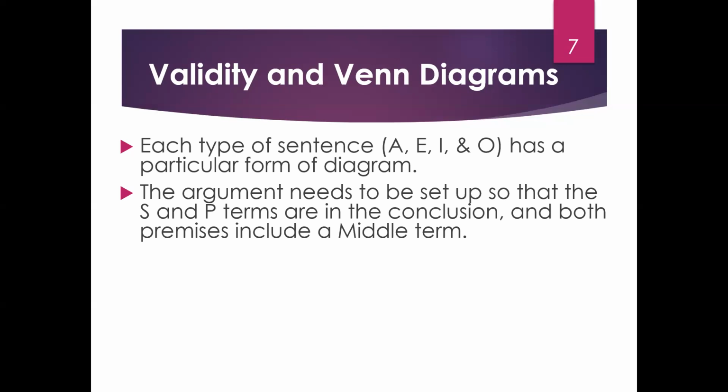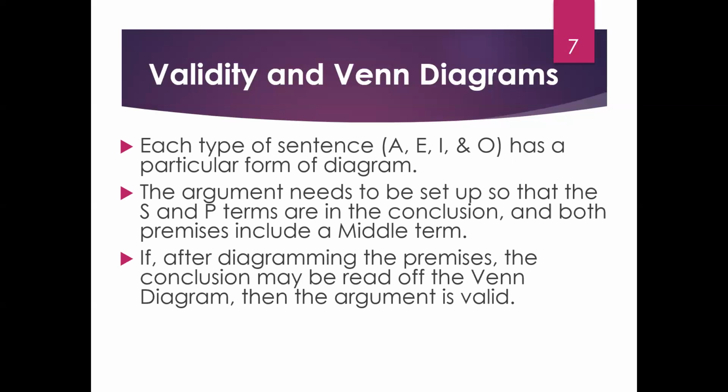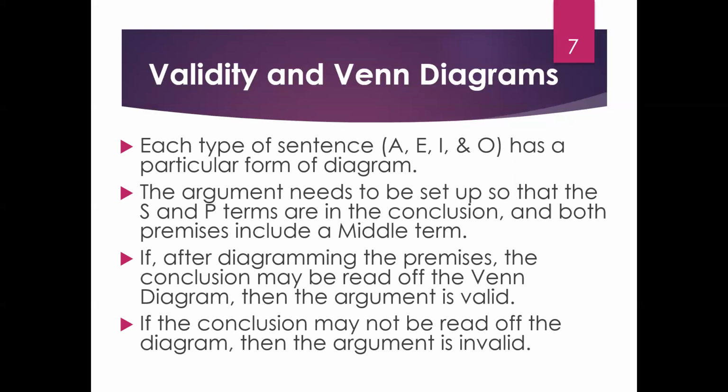You look at the conclusion, you identify the subject and the predicate of the conclusion, and then those are going to serve as your S and P terms. And there's going to be a third category that will be included in both of the premises. We call that the middle term. So what we do then is we diagram the premises, and if after doing so, the conclusion can be read off the Venn diagram, and we'll see how that works in a moment, then we can see that the argument is valid. On the other hand, if we've diagrammed the premises and the conclusion cannot be read off the diagram, then we know we have an invalid argument.